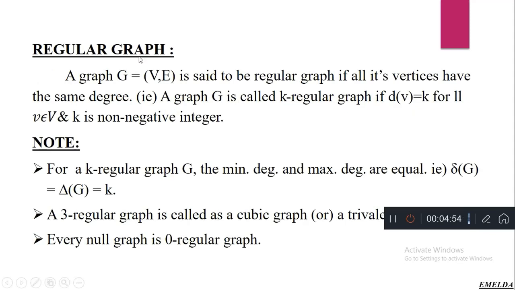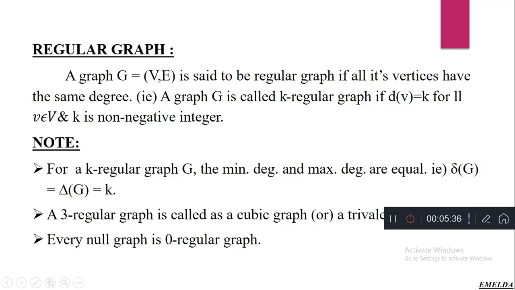The next we'll move on to regular graph. A graph G equals (V, E) is said to be a regular graph if all its vertices have the same degree, that is, the minimum degree and maximum degree are the same. A graph G is called a k-regular graph if degree of V is k for all V belonging to V, and k is a non-negative integer. From this I have listed some notes. For a k-regular graph G, the minimum degree as well as the maximum degree are equal. That is, small delta of G and capital delta of G are equal to k.